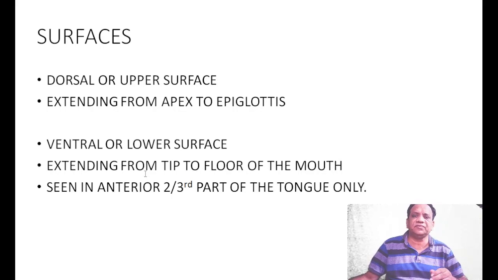So if we see the surfaces, again the dorsal surface or the upper surface of the tongue is there. It is extending from the tip to the epiglottis. And the ventral or lower surface, which is somewhat incomplete, because only the anterior 2/3, which is free in the oral cavity, will have the lower surface. Behind that, the lower surface is included in the root of the tongue, which is not covered by the mucous membrane. So this is called the ventral surface.